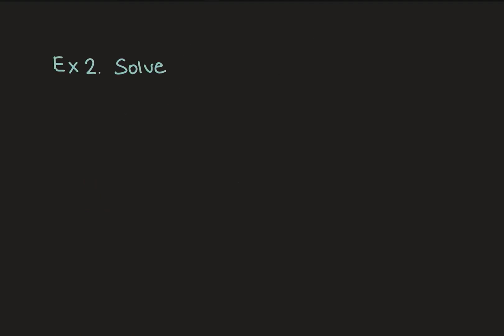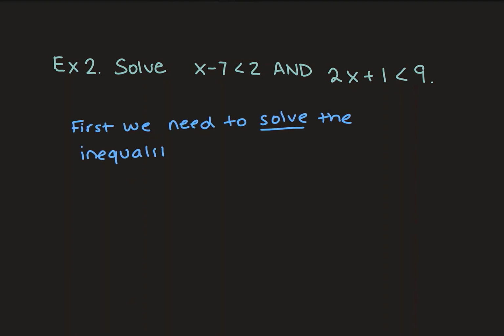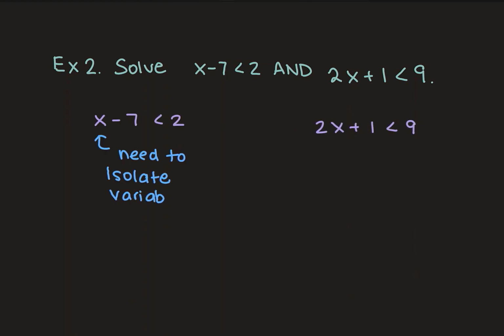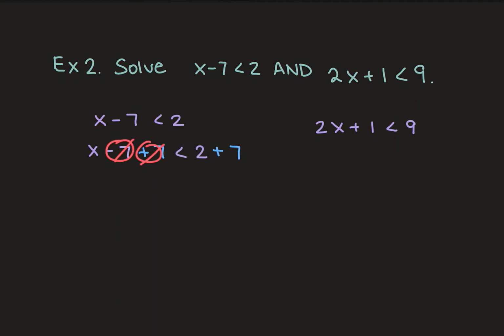Okay, let's try an example. We want to solve the following compound inequality. First, we need to solve the inequalities separately. We're going to isolate the variable x, so add 7 to both sides of the inequality. This cancels out the minus 7 plus 7 on the left, and we have x < 2 + 7, which is 9. Now the inequality is solved for x.